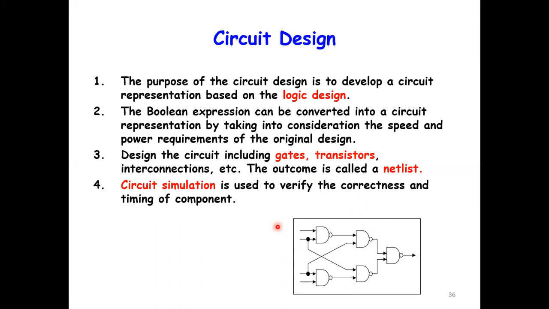The Boolean expression can be converted into a circuit representation by taking into consideration the speed and the power requirement of the original design. Designing the circuit includes the gate, transistor, interconnection, etc. The outcome is basically called a netlist. The circuit simulation is used to verify the correctness and the timing of the component.